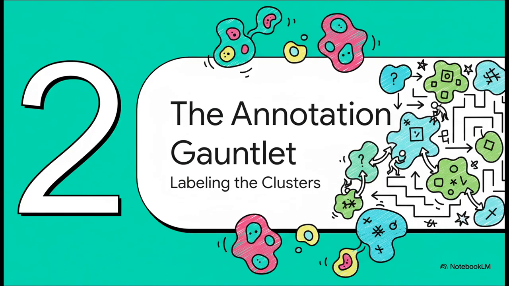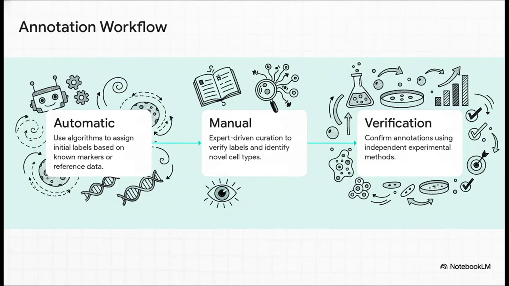So, once we have these algorithmically defined clusters, the real work begins. We have to figure out what they are. And this process, well, we can think of it as running the Annotation Gauntlet. The standard playbook here usually follows a three-step workflow. You start with some high-throughput, automated methods, then an expert biologist has to come in for careful manual curation, and finally, you have to verify the whole thing.